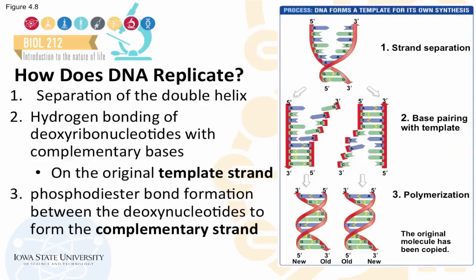So how does this process work? First, the two strands in the double helix separate. Each of the two strands then serves as a template for building new complementary strands. As new nucleotides are added to the growing new strand, polymerization helps form phosphodiester linkages between the nucleotides.